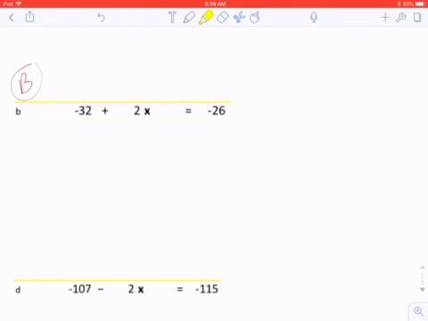Let's go down and try this one. Negative 32 plus 2x equals negative 26. The tough thing here is that you're multiplying x by positive 2, and then you're adding negative 32. Because remember, we start from x. So the first thing we do is multiply by 2, it's a positive 2. The next thing I'm doing is adding negative 32. Well, adding negative 32 is the same as subtracting 32. Adding negative 32 is no different than subtracting 32.